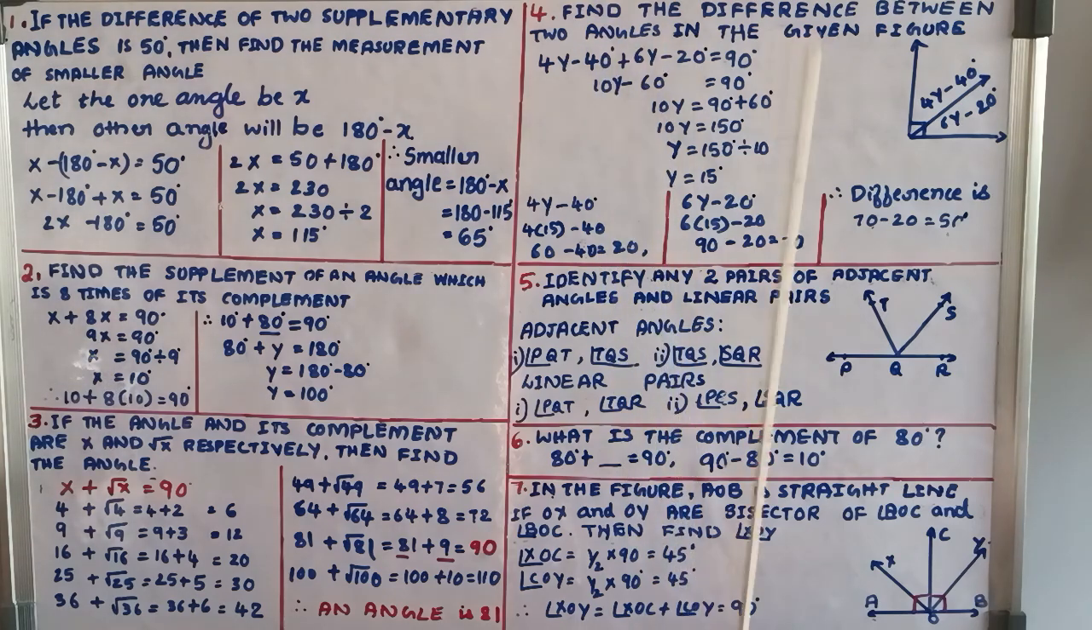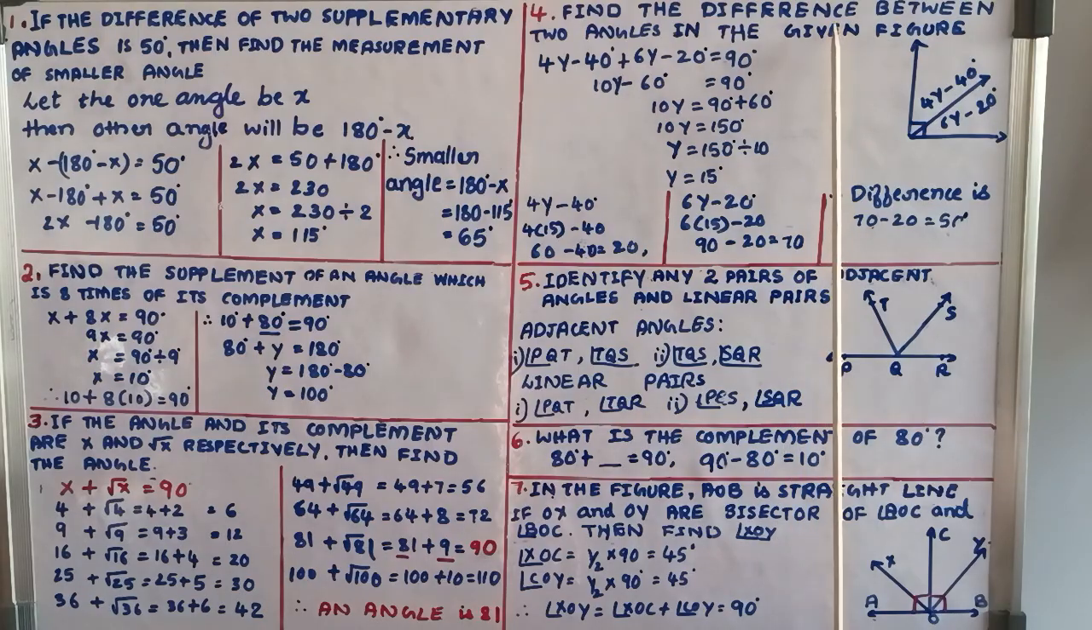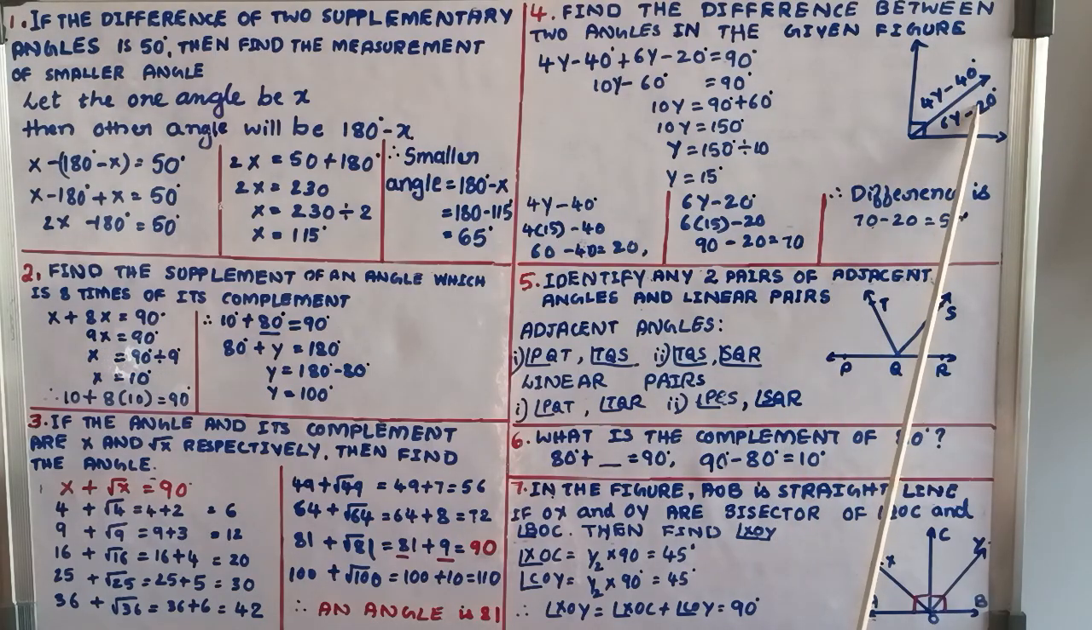Next, find the difference between the two angles in the given figure. Here, they said to find the difference between the two angles. To find the difference, first we have to find the value of y. In the figure, it is clearly given this is 90 degrees, meaning they are complementary angles. So to find the value of y, we should add it first.